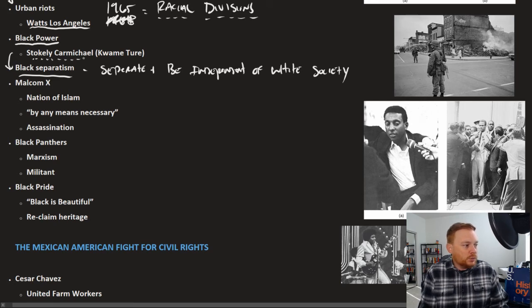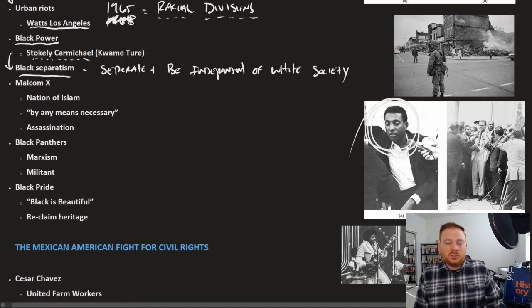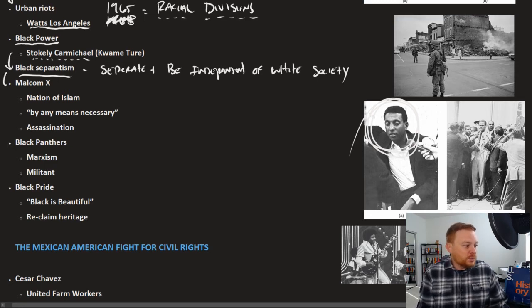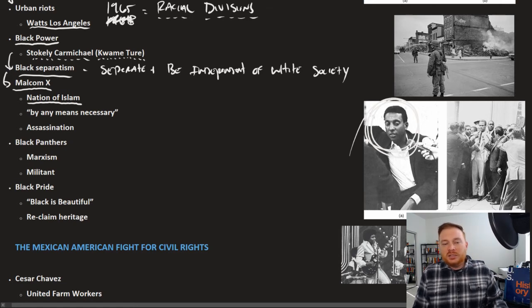Stokely Carmichael was probably the most notable vocal advocate of this, to create separate institutions, separate all Black institutions, economic institutions, whatever other institutions that you might have. The most famous spokesperson for this, though, was Malcolm X, who was also a member of the Nation of Islam. Stokely Carmichael also went by Kwame Ture, which was a different name for himself.